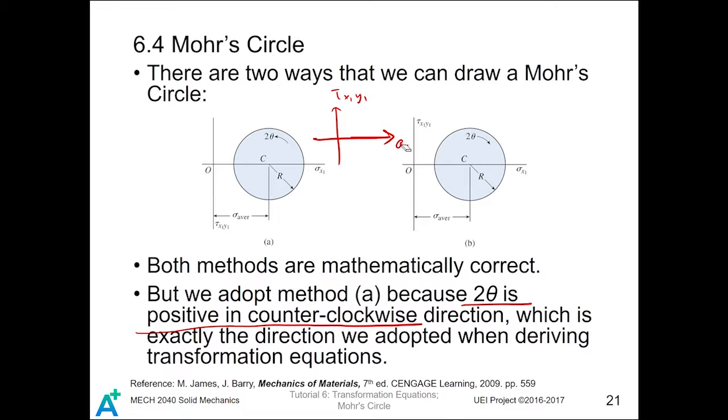So the reason why we don't adopt this is that if we adopt the Mohr circle like this, then the direction of 2 theta will be like this, which is not what we want. What we want is the Mohr circle like this, tau x1y1 and sigma x1. Then the Mohr circle constructed in this coordinate system will have 2 theta positive in this direction.